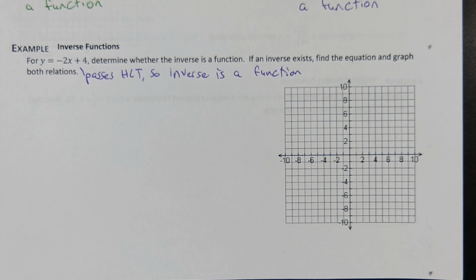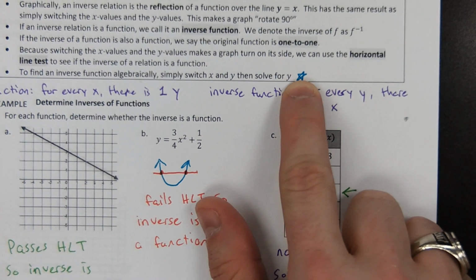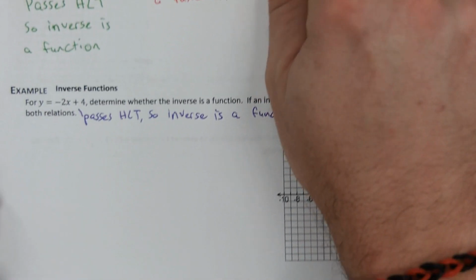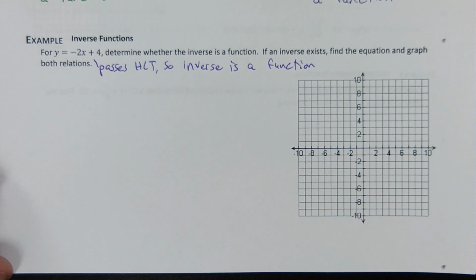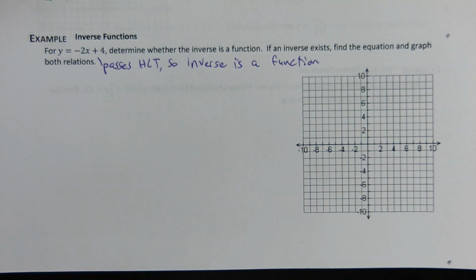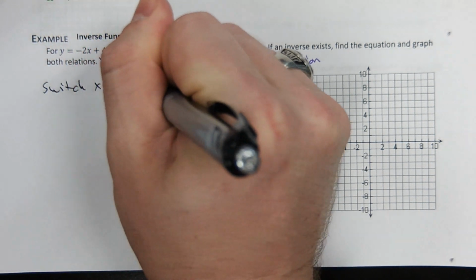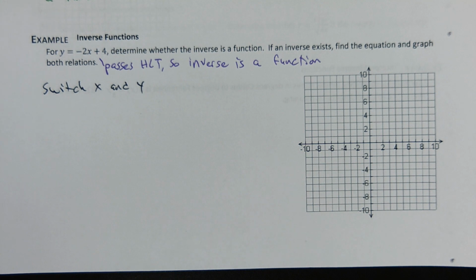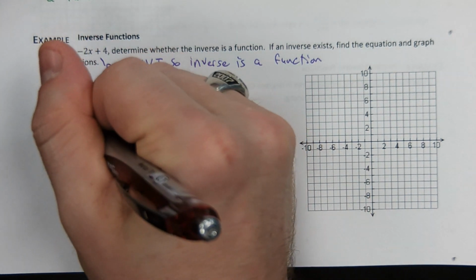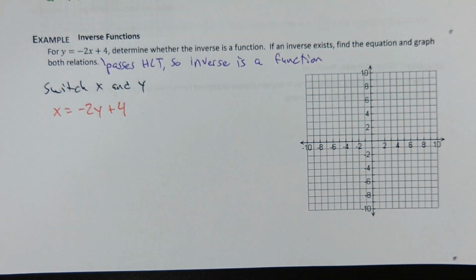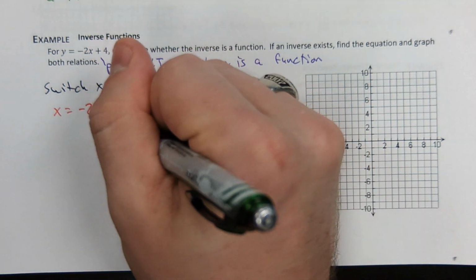So how do we find an inverse algebraically? How do we find it by hand? Switch x and y. And then we're going to try to get y by itself. So I'm going to switch this x and this y. Now it's time to solve for y. Get y alone. Subtract 4.